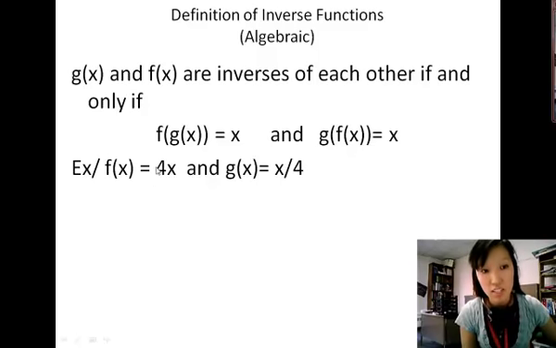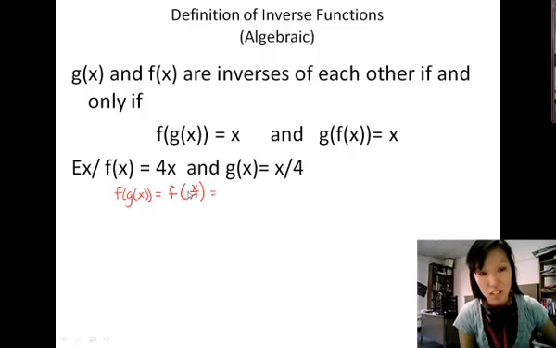So by its very definition, if I took f of g of x, remember this from the last section, we're taking f of whatever output we got for g of x, and we're putting that output in as our input into the f function. So it's 4 times x over 4. Now keep in mind those will cancel each other out. Yes, we did get our x like we wanted to.